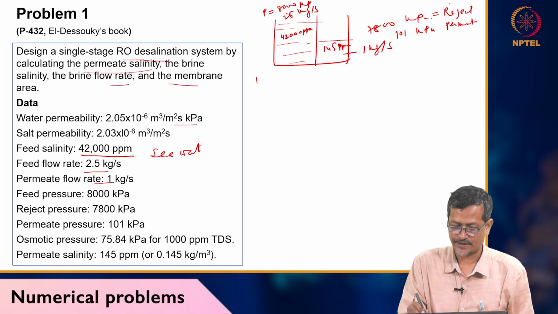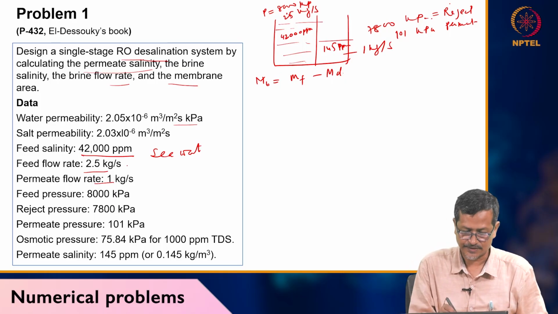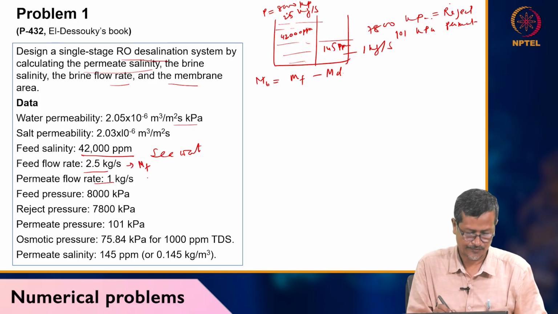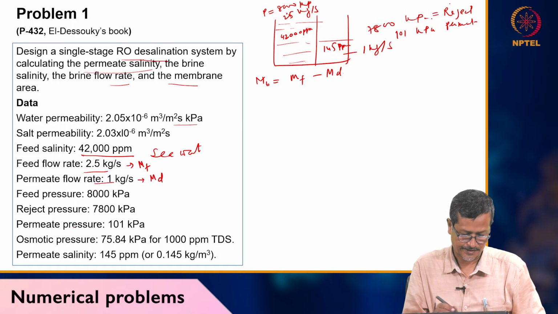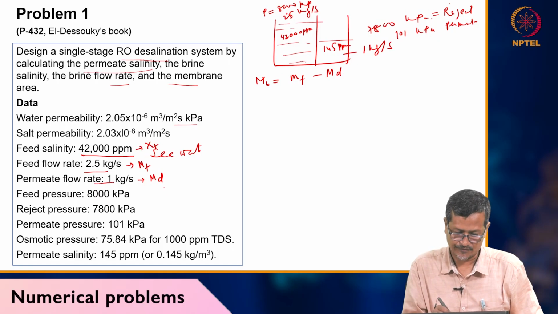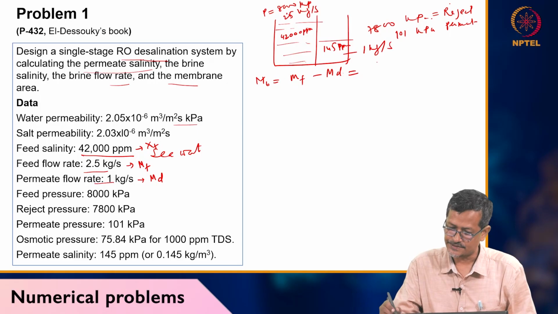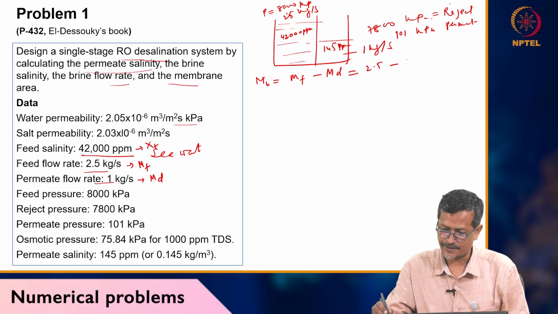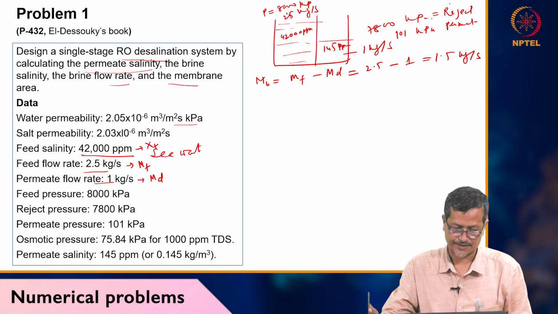So first do material balance. Mb equals Mf minus Md. Now Mf is feed mass flow rate, Md is permeate flow rate, and Xf is feed salinity. Now this is giving 2.5 minus 1 equals 1.5 kg per second. This is the brine mass flow rate.